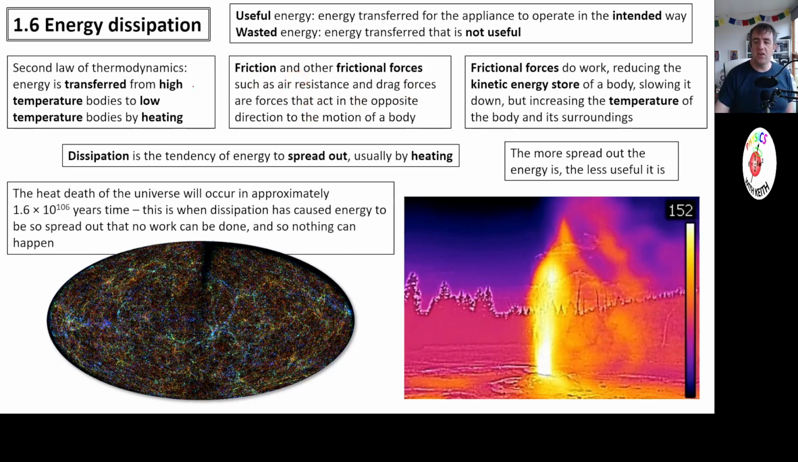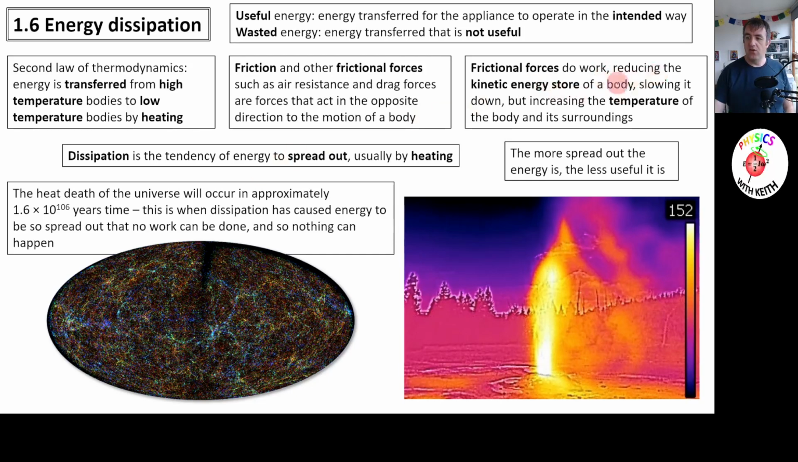And as you can see, you can't turn friction or frictional forces like air resistance off. As long as these forces are acting, these forces that oppose the direction of motion of the body, there's always going to be work done by those forces transferring energy into the thermal energy stores. That means that energy is going to be dissipated. Energy is going to be spread out, technical word, by those frictional forces. And of course, the more spread out it is, the less useful it is, the more wasted it is.